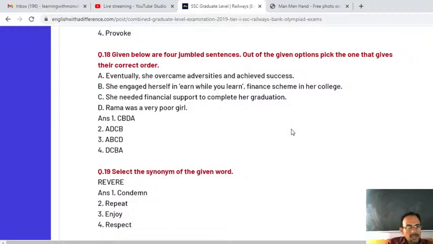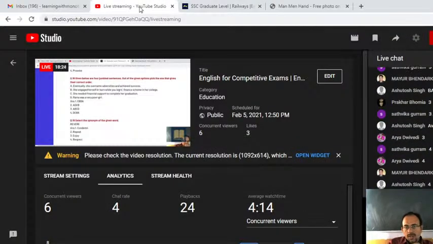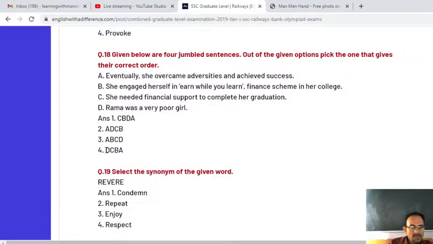So, what do you think should be the answer? It's very simple, dear students. Ashutosh and Suhani say, and Mayur says, and Arya also says, very good. Sadvika also said DCBA, very nice. It's a correct answer. It should be number 4 only.